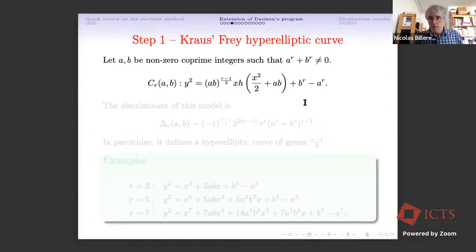We now have this Diophantine problem that we would like to study: x^r + y^r equals some constant times z^p. We will go through the 5 steps of the modular method that I have recalled just before. So the first step is the construction step. We would like to attach to a possible solution to this equation a certain geometric object, right? And the object that we are considering here is the following.